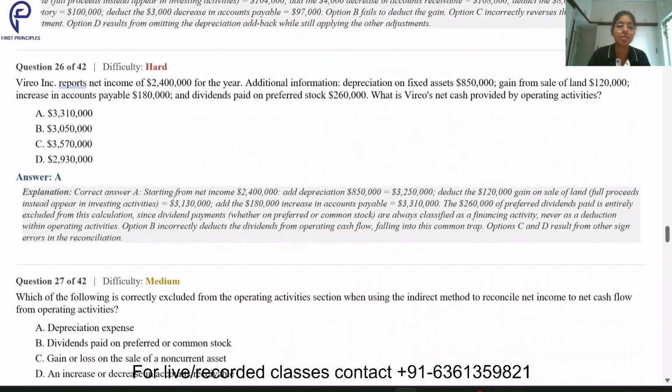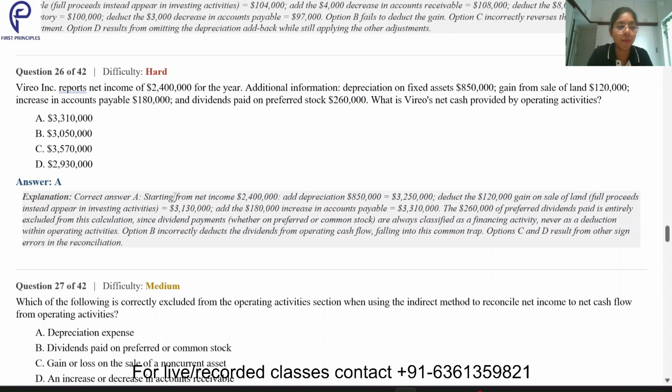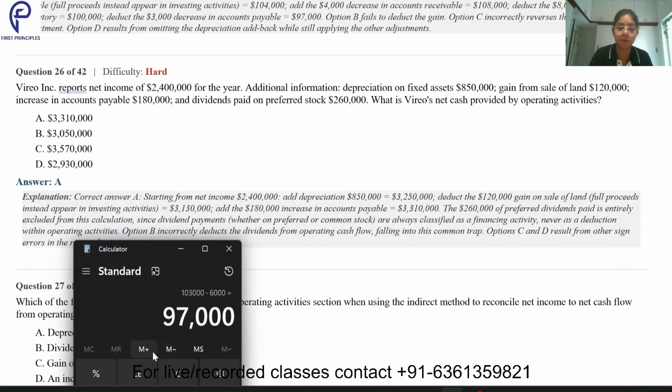The next question says, Video Incorporation reports net income of 2.4 million for the year. Additional information is given: depreciation on fixed assets, gain from sale of land, increase in accounts payable, dividends paid. What is the net cash provided by operating activities? Simple question. Let's use our calculator. The question is saying net income is 2.4 million.